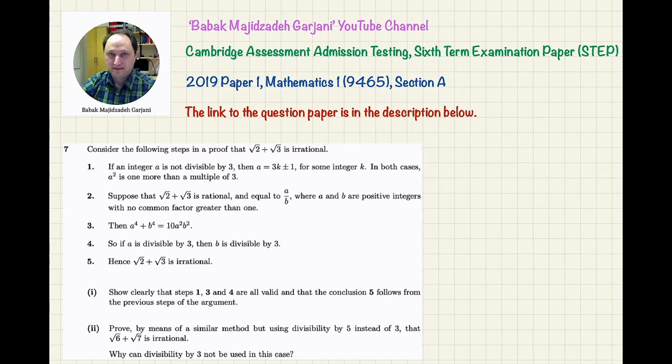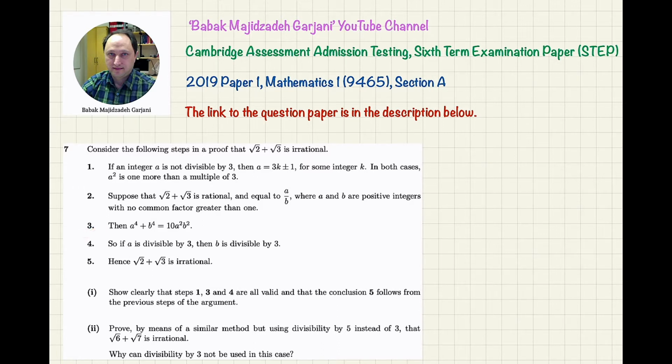Number 1. If an integer a is not divisible by 3, then a equals 3k plus or minus 1 for some integer k. In both cases, a squared is 1 more than a multiple of 3. Number 2. Suppose that square root of 2 plus square root of 3 is rational and equal to a over b, where a and b are positive integers with no common factor greater than 1.